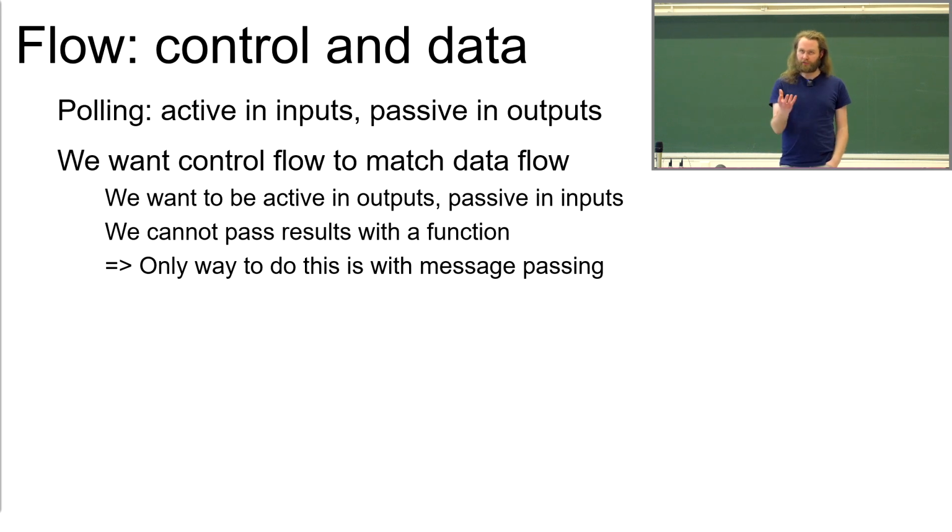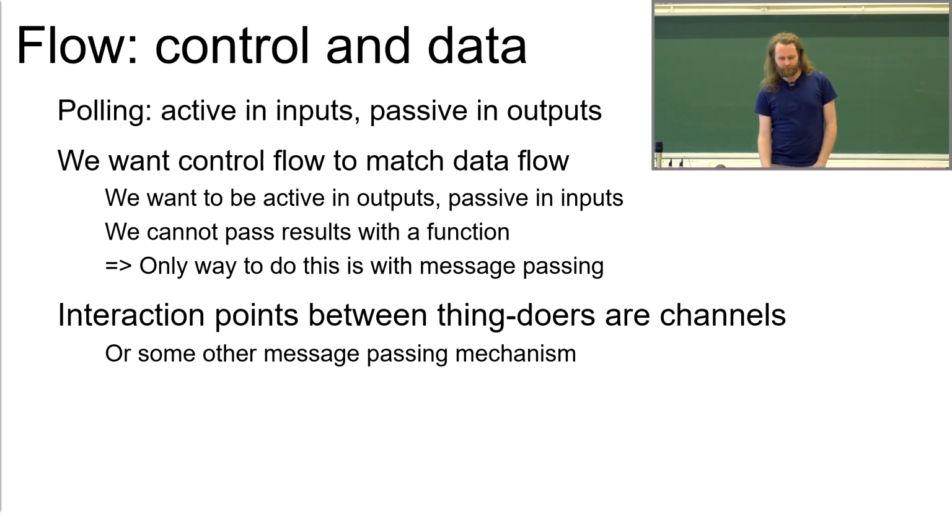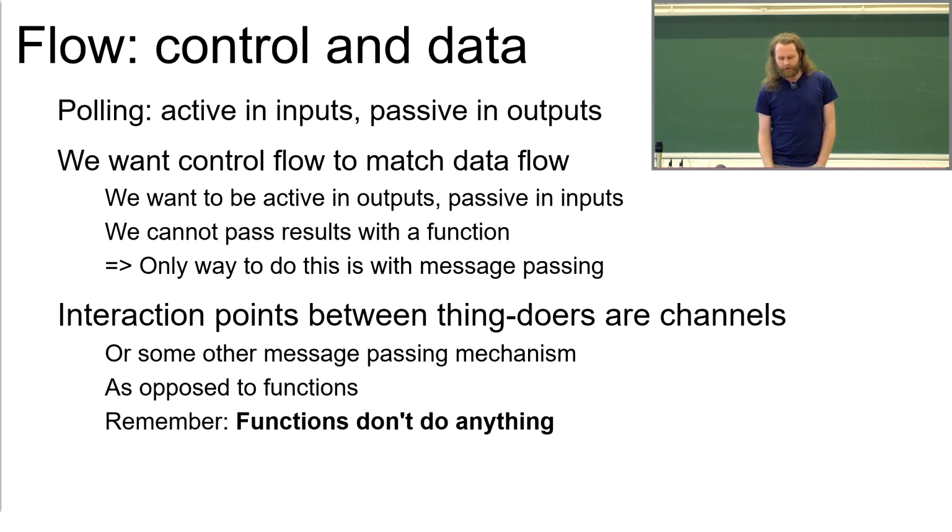Even if we have separate processes, you could argue that, okay, there are separate processes, therefore they have unique responsibilities because they actually do something. But you also need the message passing, otherwise you can't be active in your outputs. And if you're not active in your outputs, you're not actually doing anything, you're just kind of spinning. So the interaction points between our thing doers, between our processes, have to be channels. Or, I mean, they could be some other message passing mechanism, but you need message passing of some kind. Because again, as always, remember, functions don't do anything.